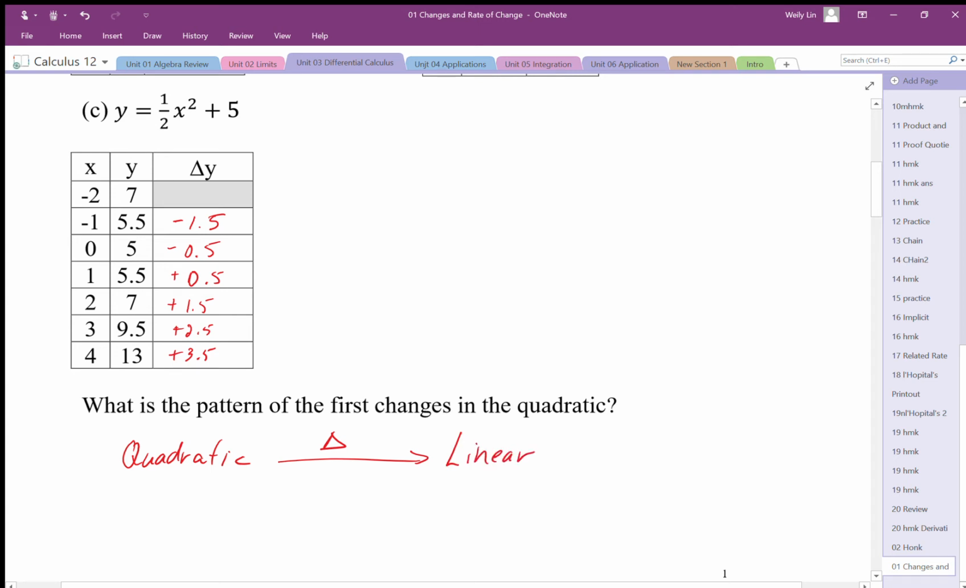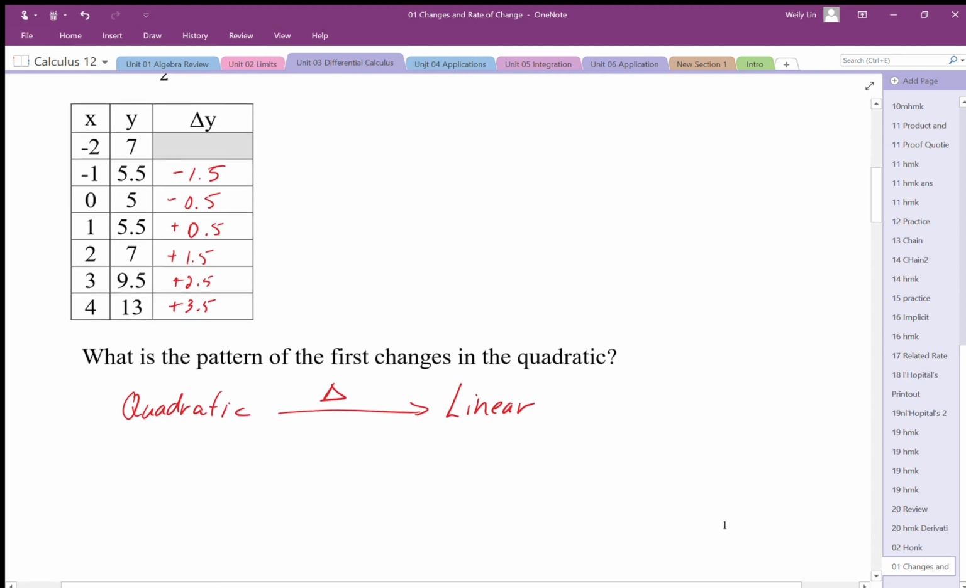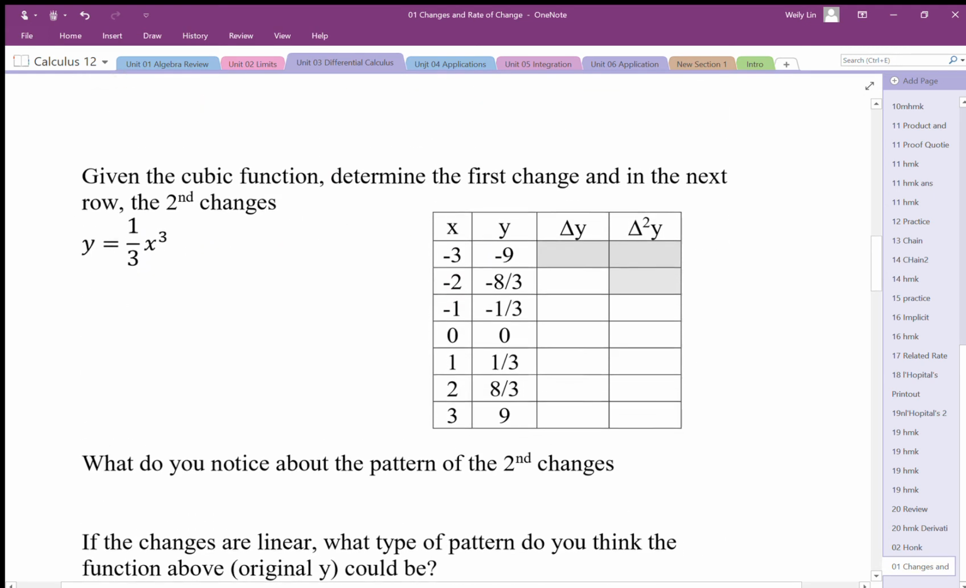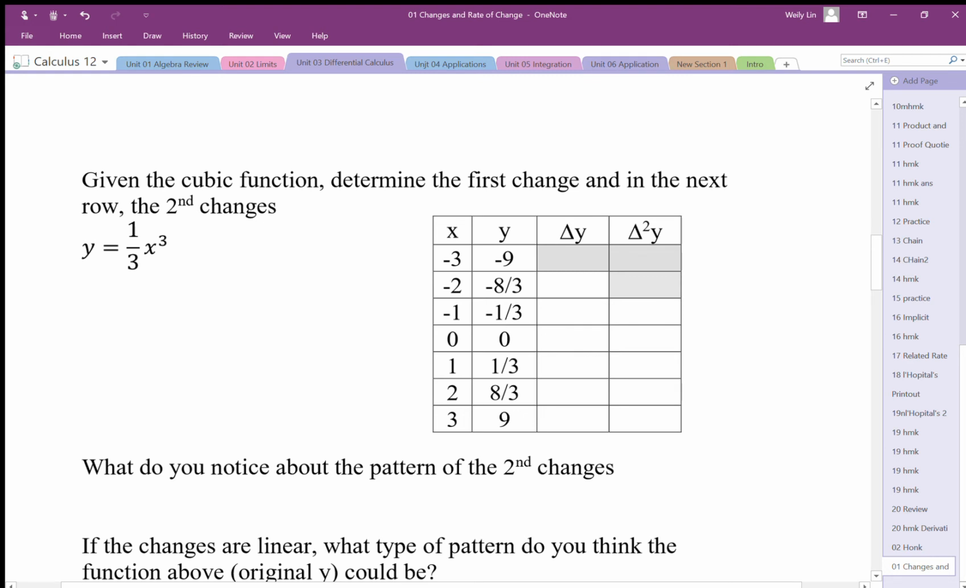Okay? And we can actually generalize that. We can say that the changes in the y value follow a linear pattern for quadratic. So let's take a look at cubic functions. How do cubic functions change? Well, we're going to look at the first and second changes, and establish what the first change is when we take a look at the second change.